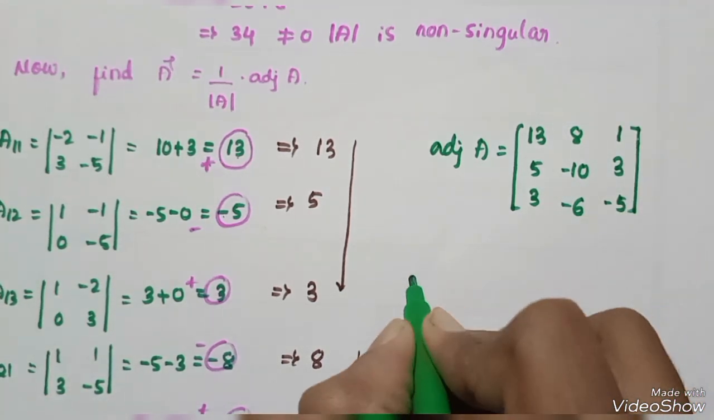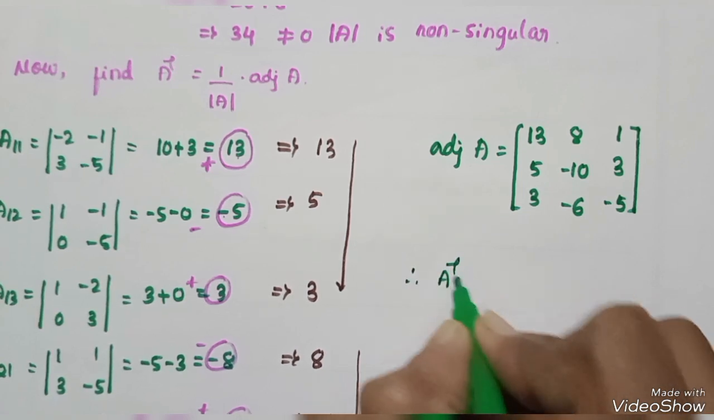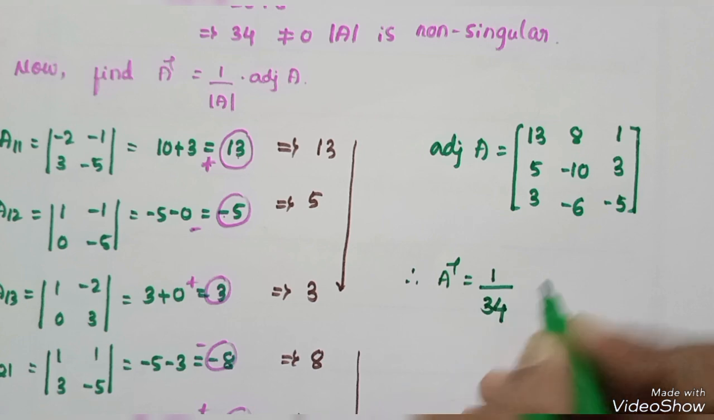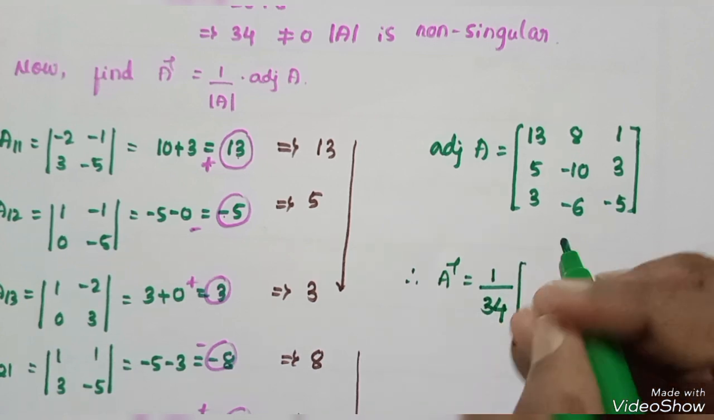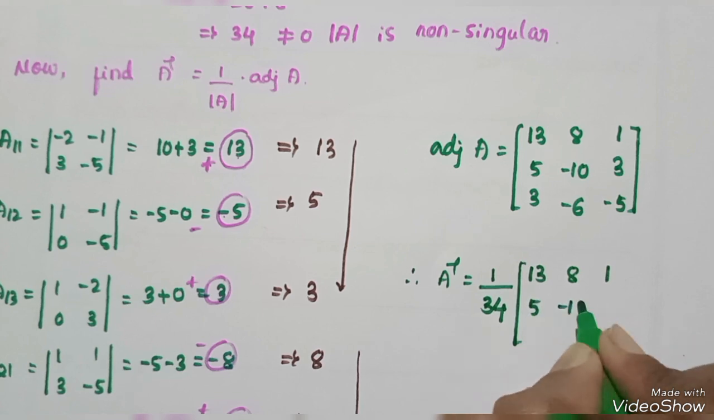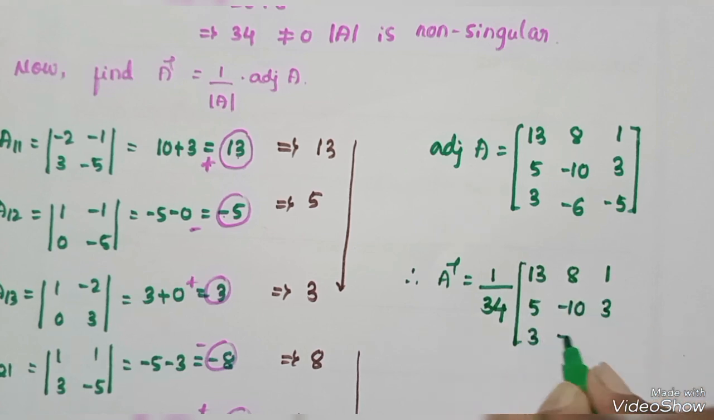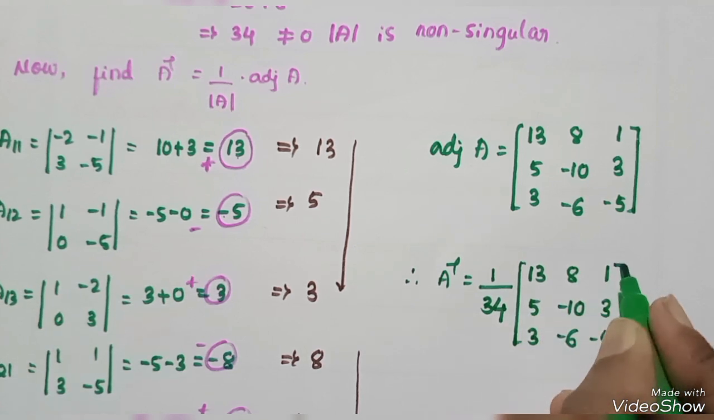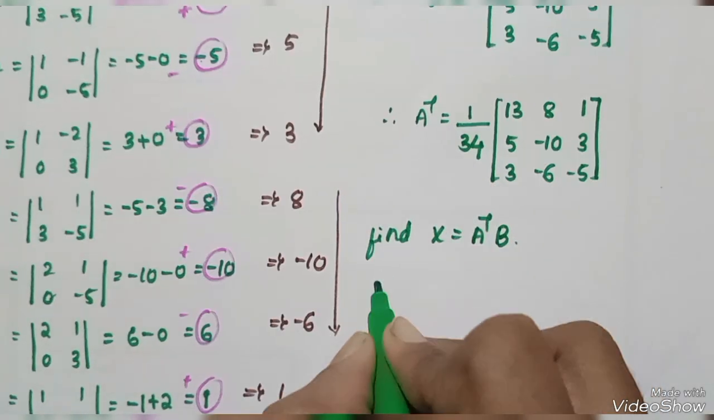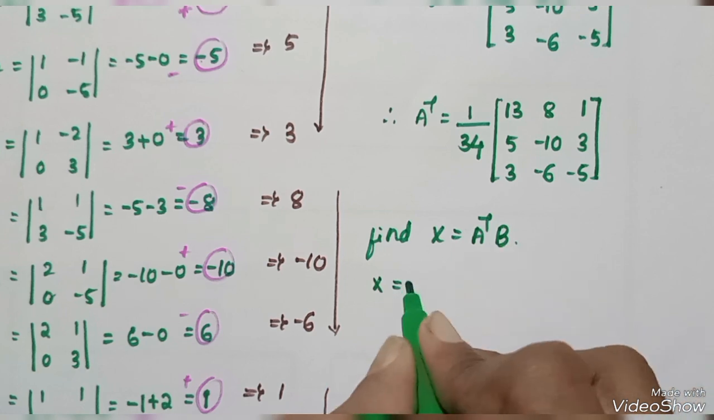Okay. Therefore, now A inverse is equals to 1 by determinant of A, that is 34, into adjoint of A. 13, 8, 1, 5, minus 10, 3, 3, minus 6, minus 5. Okay. Now the last step is find X. X is equals to A inverse into B. Again substitute A inverse and B value.